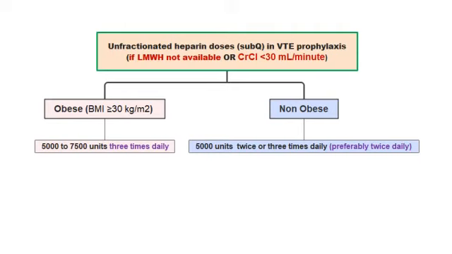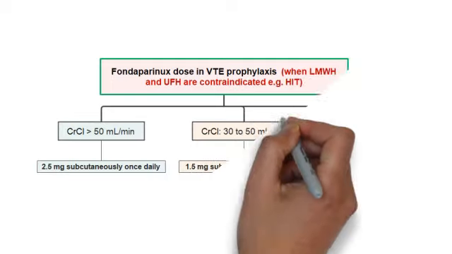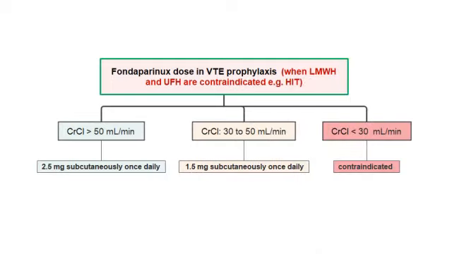For unfractionated heparin, we have adjustment for obesity. If body mass index is more than 30, we give 5,000 3 times daily, or with no obesity, 5,000 BID. For fondaparinux in patients with HIT, it is contraindicated if creatinine clearance is less than 30; if 30 to 50, we give 1.5 milligram; if more than 50, we give 2.5 milligram subcutaneously once daily.